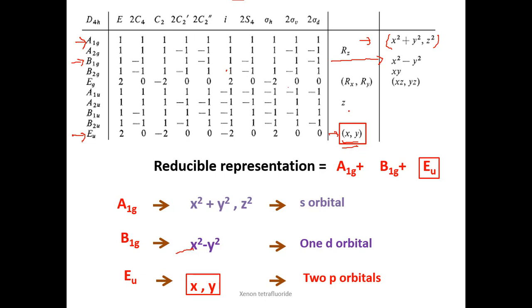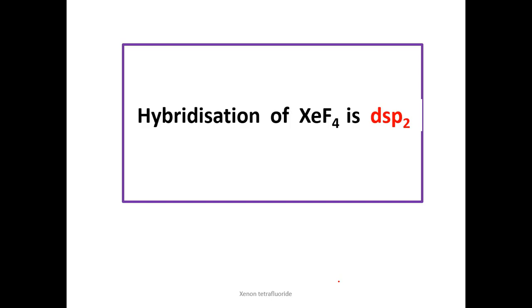And these are the terms representing the orbitals, and if you combine these, you have 1 s, 1 d and 2 p orbitals. So d, s, and since we have 2 p orbitals, it is dsp2, and this is the hybridization for xenon tetrafluoride with a square planar shape, dsp2. As per the group theory, we have got the hybridization as dsp2. Thank you.